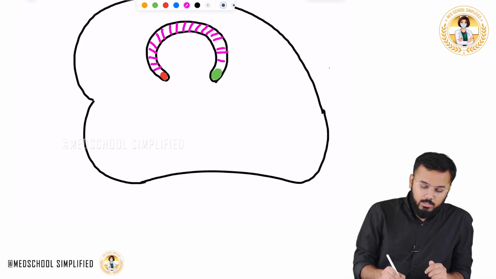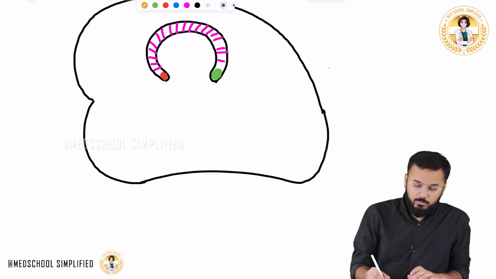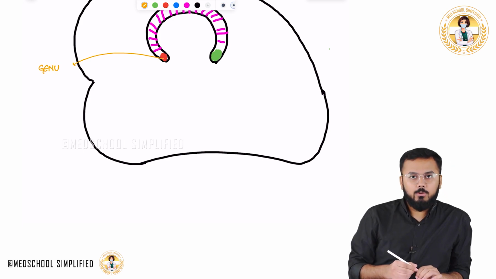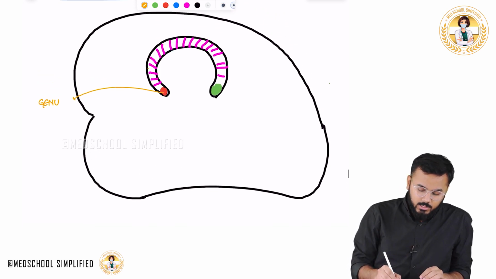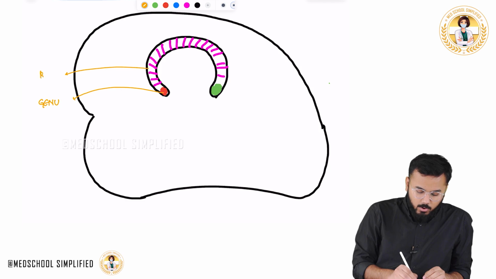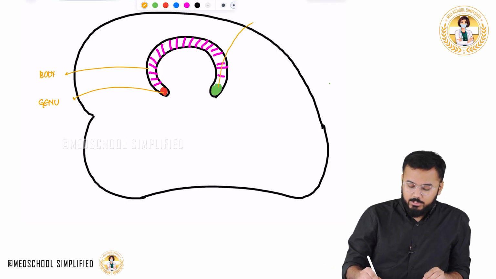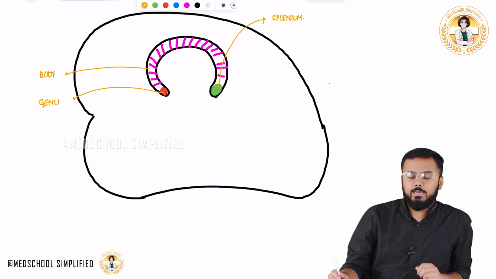Let me write down these structures one by one. This structure is called the genu of corpus callosum. Next, this structure is called the body or the trunk of corpus callosum. And finally, this structure is called the splenium of corpus callosum.